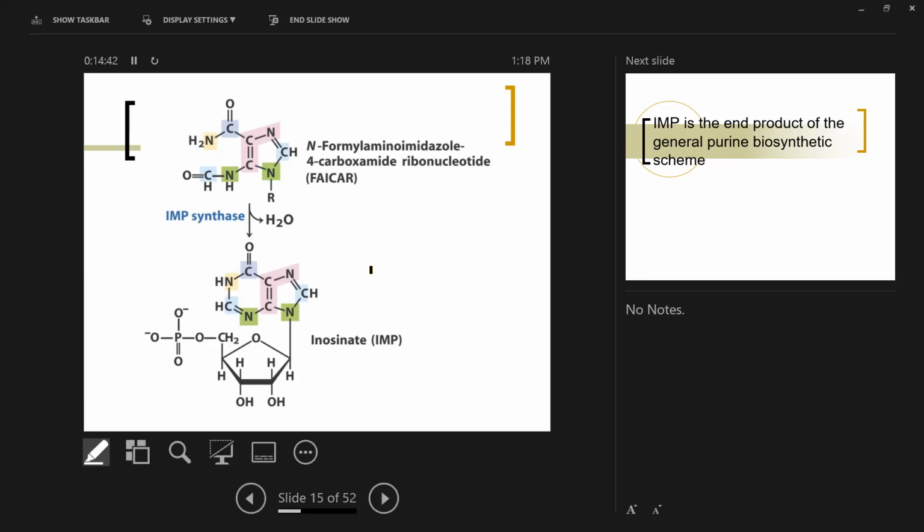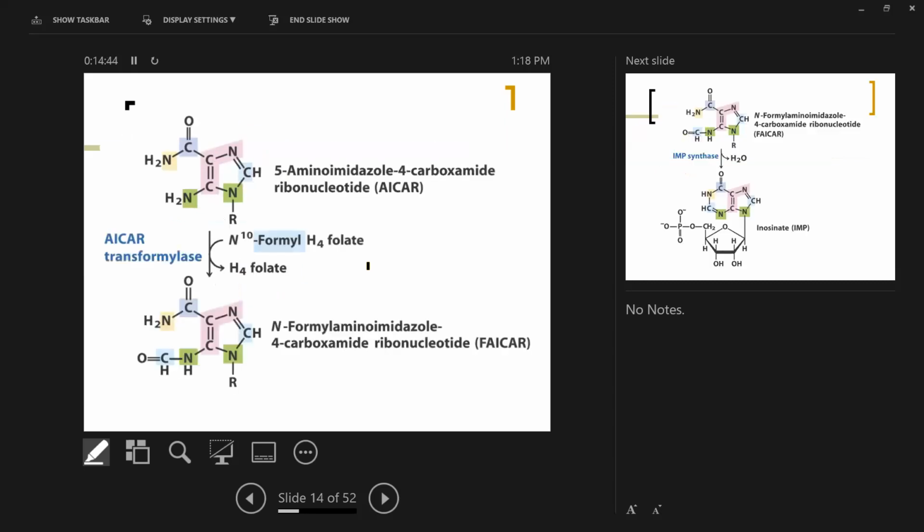Was the last enzyme, what was it like before this? Transformylase, right. Transformylase.